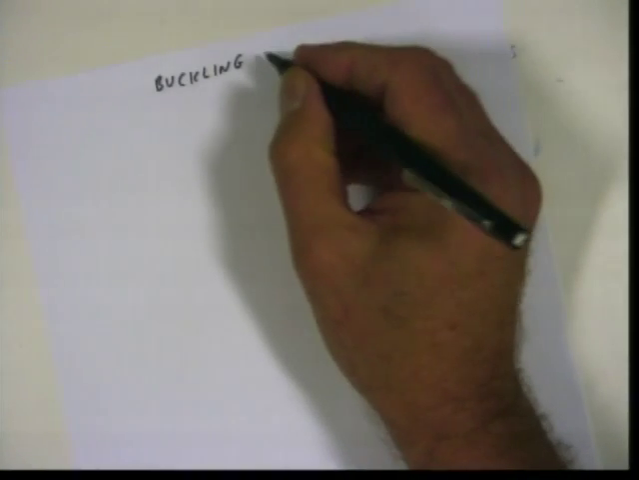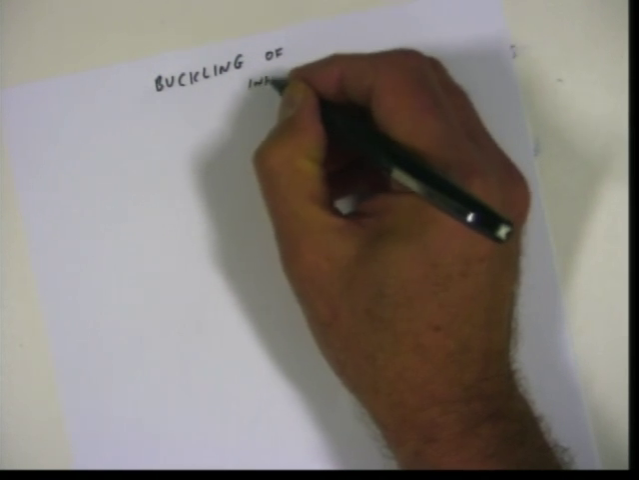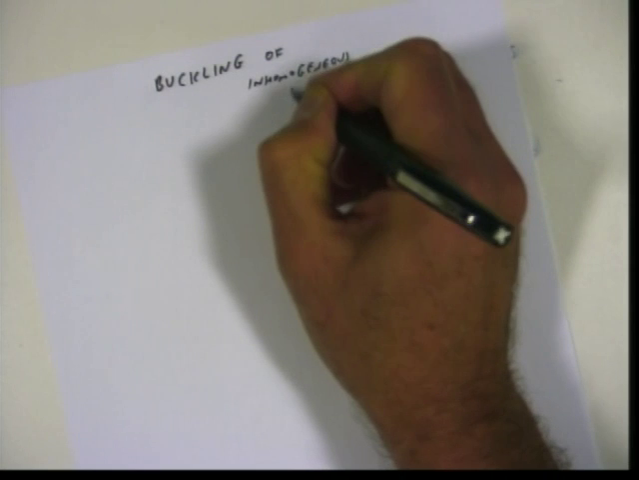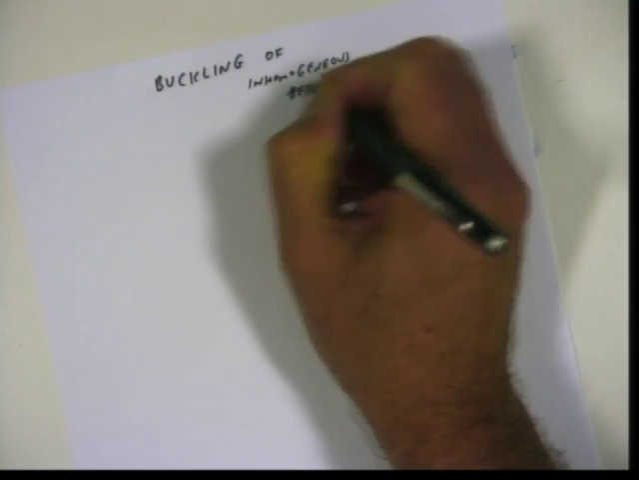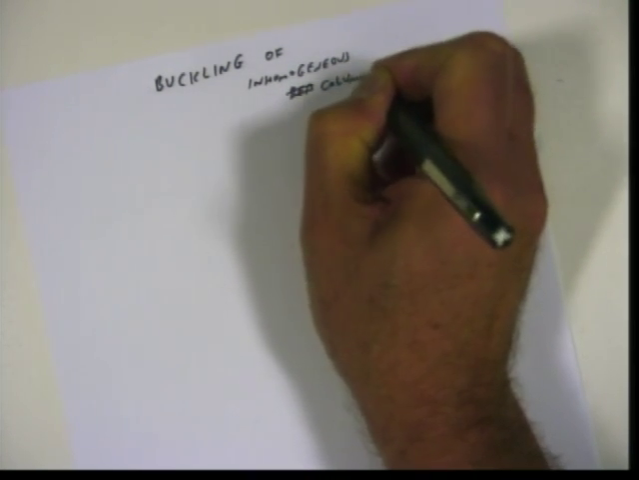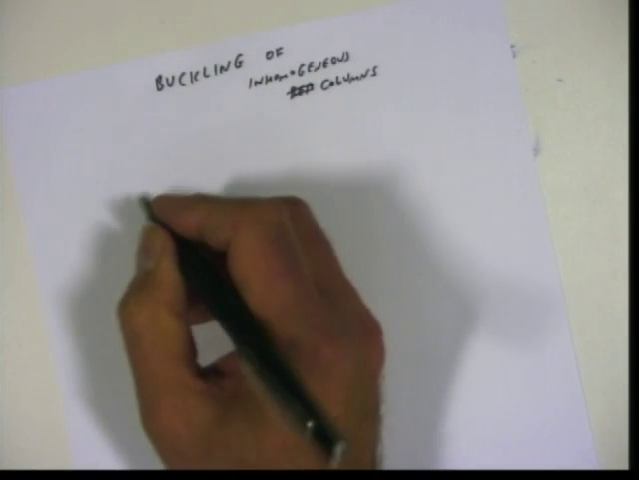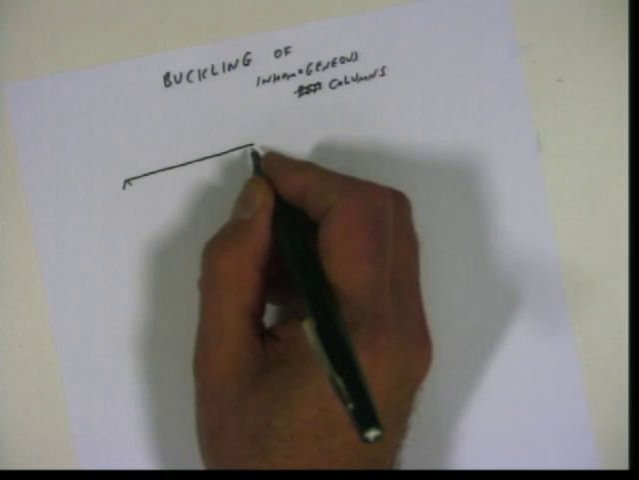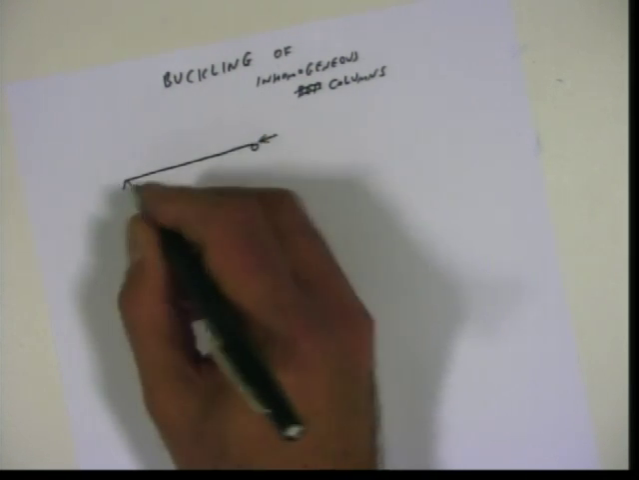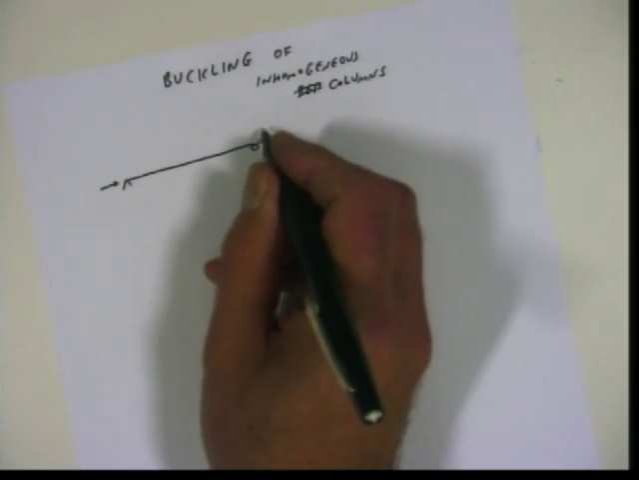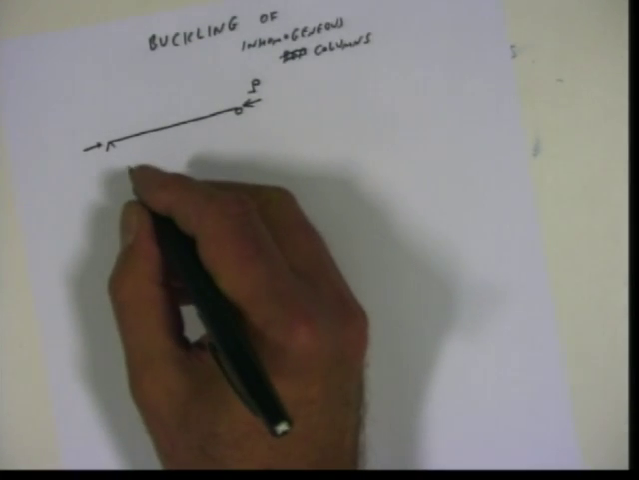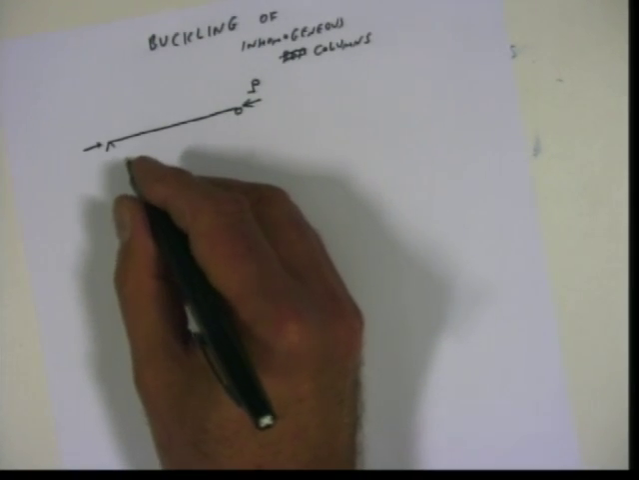We will deal with buckling of inhomogeneous structures. Columns. So we dealt already with one problem, and that is buckling of this simply supported column, P. And we had this governing differential equation like this.